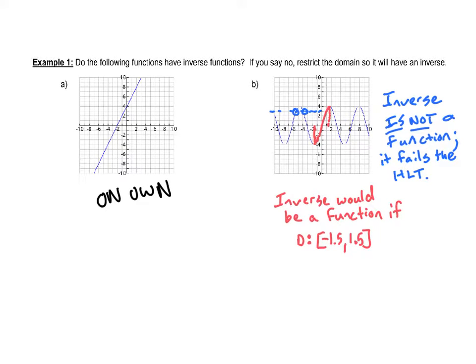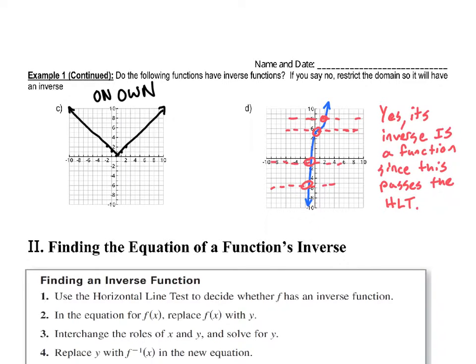So looking at the function in example 1d, any horizontal line that I run across the graph will only intersect it in one spot. So that means it passes the horizontal line test. Since it passes the horizontal line test, this is a one-to-one function. Therefore, its inverse is a function. Please try example 1a and c on your own and have those ready to check for tomorrow.